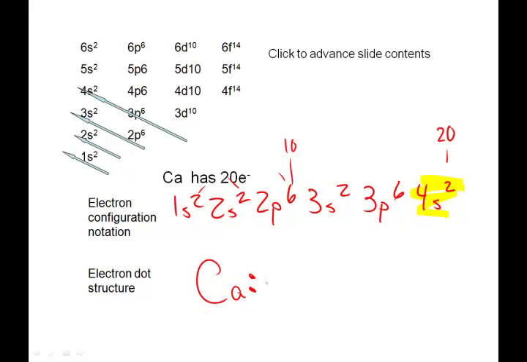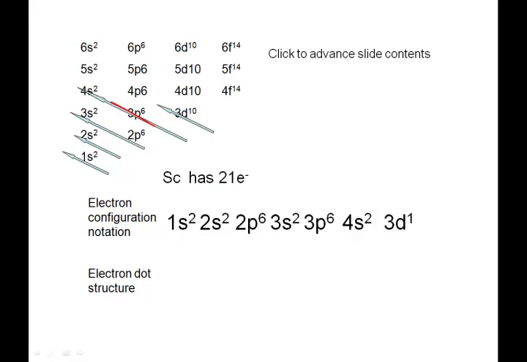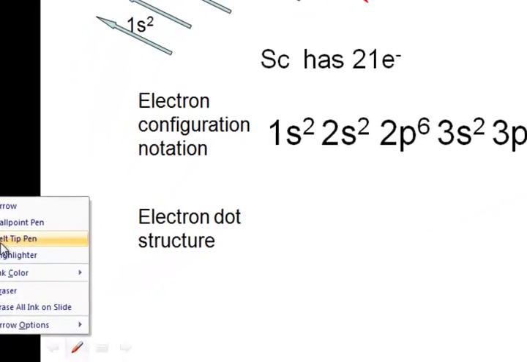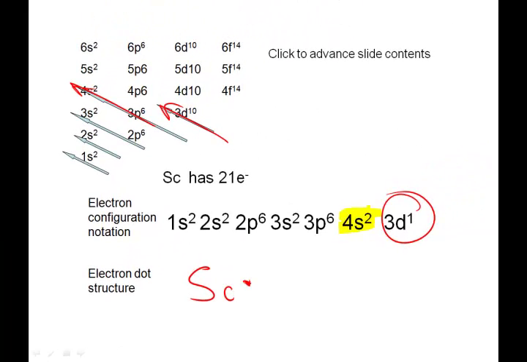Now, as we move to atomic number 21, we're going to notice something interesting. We are going to start filling 3d because after 4s comes 3d, and 3d will have this one electron, but that's not in the highest energy level. That's in the third energy level. The highest energy level is 4s. So guess what the electron dot structure of scandium is? Well, there's scandium, and it's 2 valence electrons.